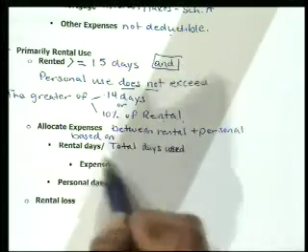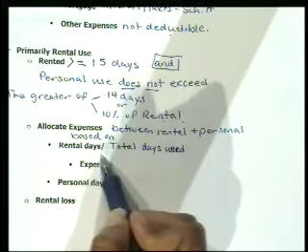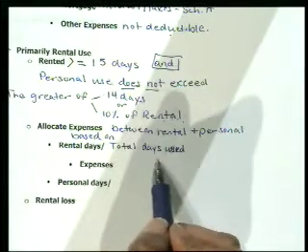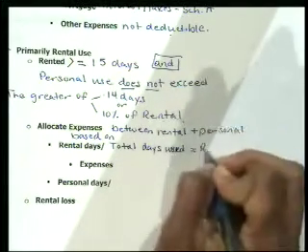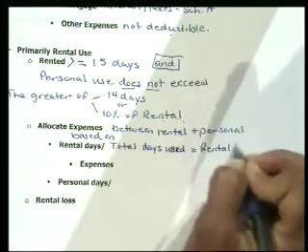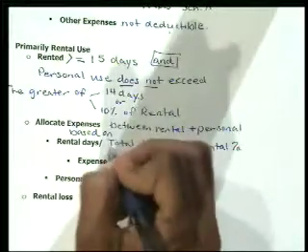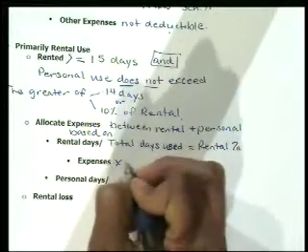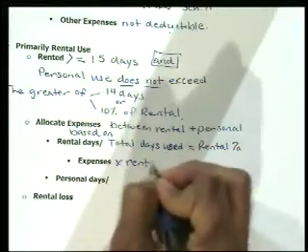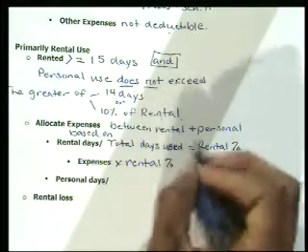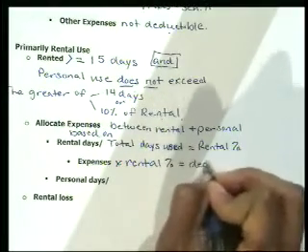Okay, so I'm going to take the rental days, the number of days that I actually rented, divided by the total days used, and that's going to equal my rental percentage. And then I'm going to take the expenses and multiply them by this rental percentage. And that's going to equal the deductions I'm going to be able to take.